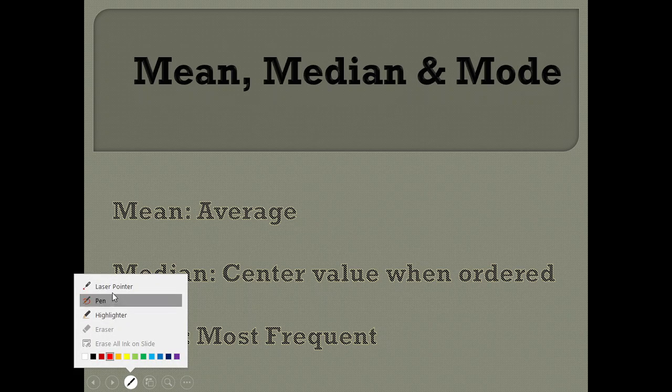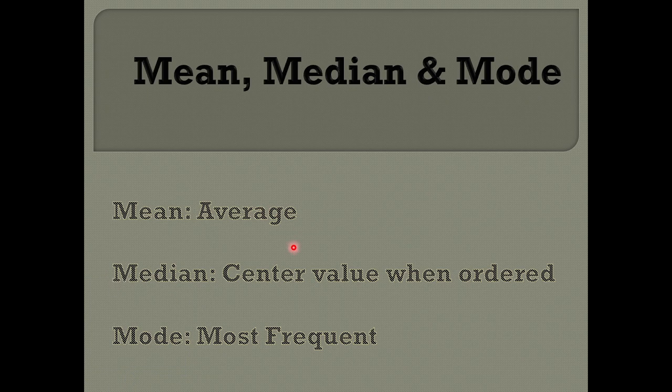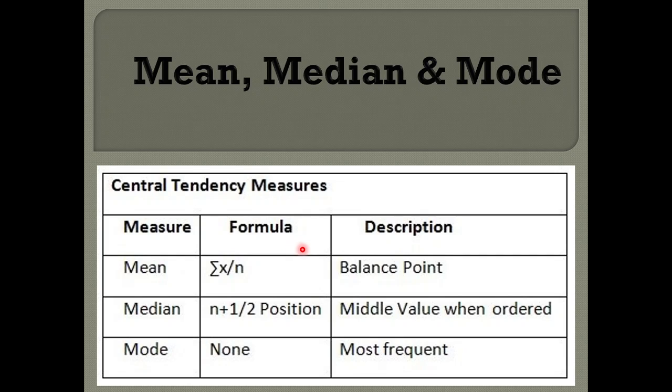Let me have this pointer. This is the mathematical formula linked with it. Mean is the sum of the numbers divided by the count of the numbers, which is nothing but the balance point. Median is the middle value when ordered. If I get two middle values, then I take the average of them. Mode is the most frequent value. If a number has been repeated the most number of times, that will be taken as the mode. This is all well comfortable to us.